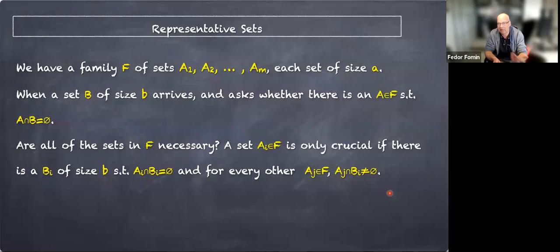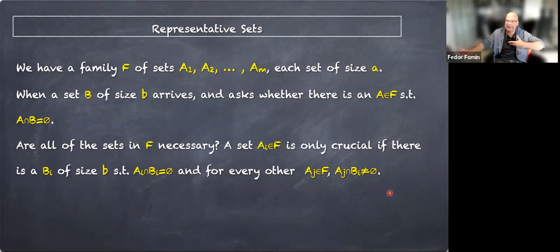The question is whether the family sizes are equal. Yes, exactly. All sets in the family are of size A, and B is of size B, but A is not equal to B. So I have a family of sets, all of the same size A, and when a new set B of size B arrives, the question I want to ask is whether there is a set from my family F which is disjoint from B. This is the only question that we view as a query.